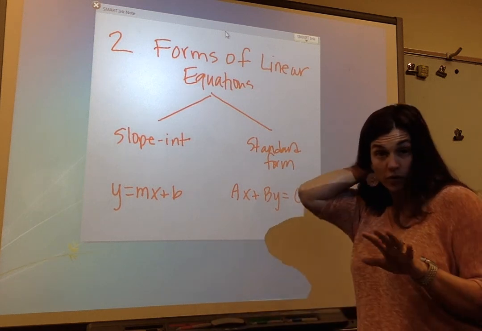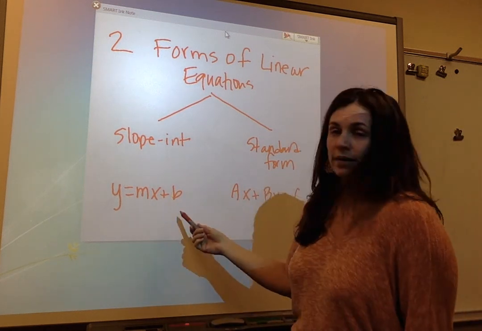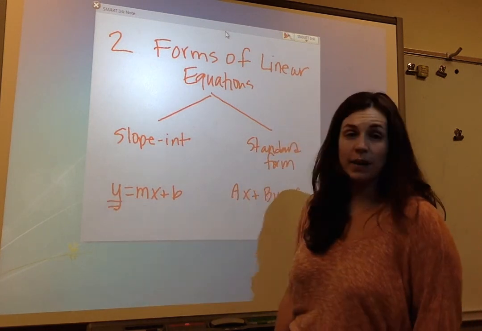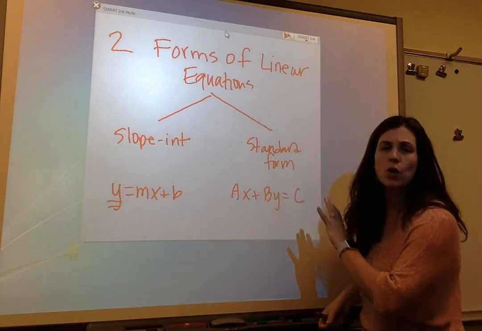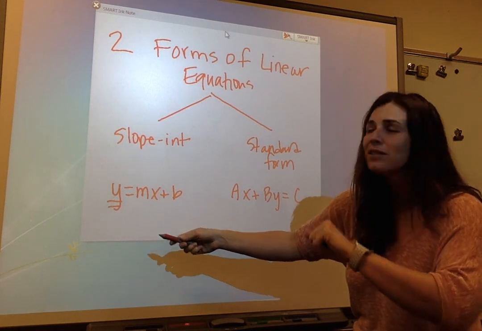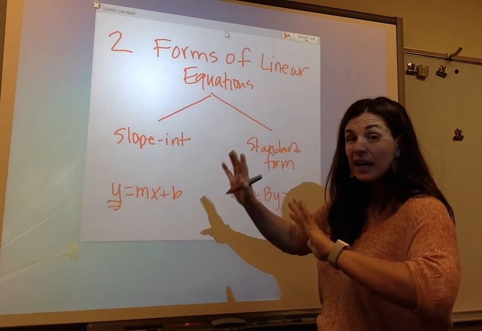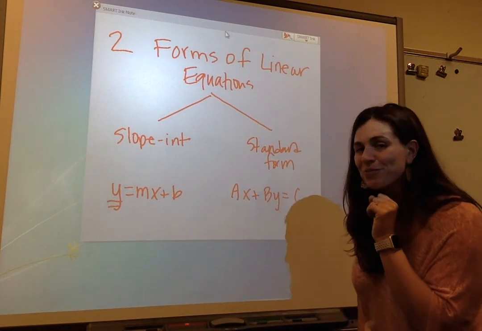Now, here's what I want you to know about some of this stuff. This one, look what's by itself. My y variable is by itself. Everything else is on the other side. This one is always nice and pretty. And this one over here, this slope-intercept form, you can have fractions. We're going to talk about having decimals in there later, so it can kind of look messy with fractions and decimals.